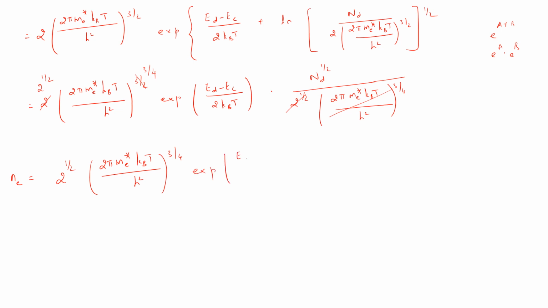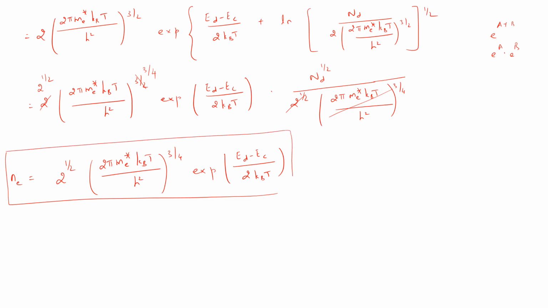exponential of ED minus EC divided by 2 kBT. So this is the carrier concentration in an n-type semiconductor. In the energy band diagram, the energy difference between the donor level and the conduction level, that is EC minus ED, is nothing but the ionization energy, delta E. So this is called ionization energy.